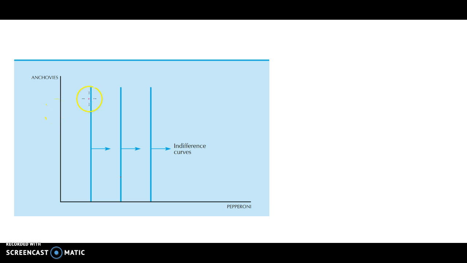And so as a result, our indifference curves are going to be vertical, because if you change the number of anchovies, it doesn't change the utility. So as long as you're moving along this curve, it doesn't change anything. But as you increase your consumption of pepperoni, you need to draw a new curve because they gain a greater utility from consuming at this point.